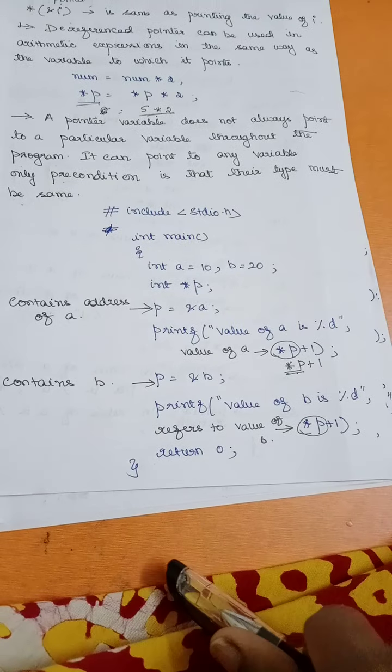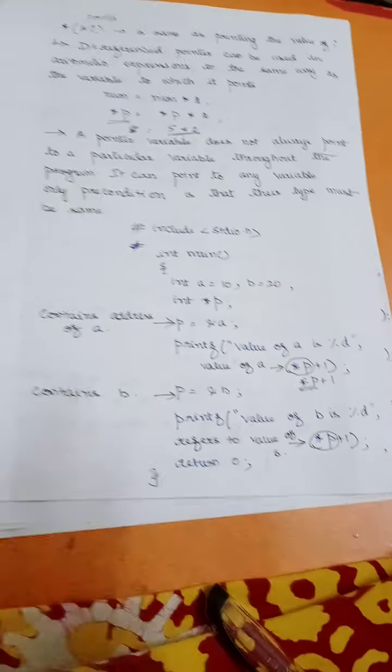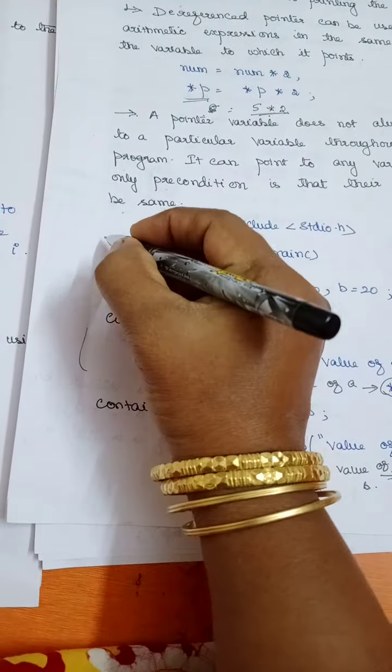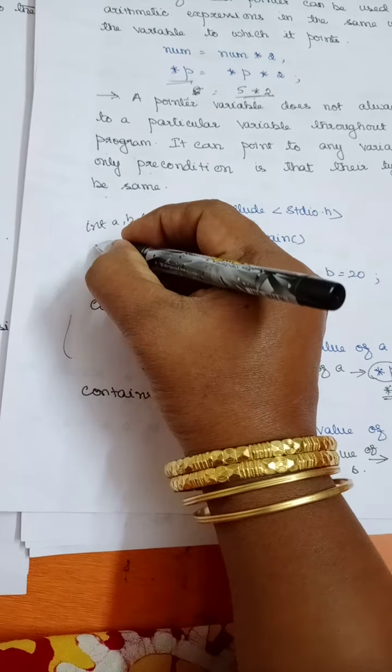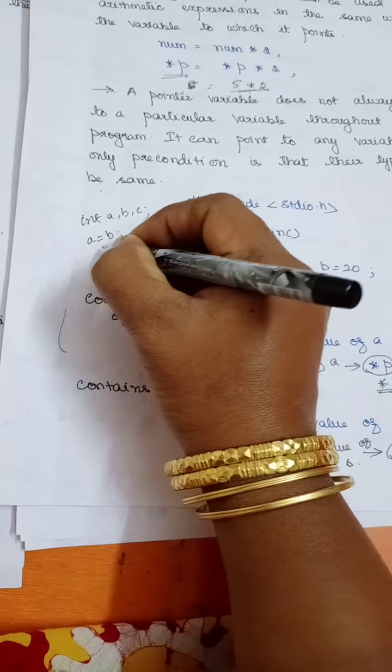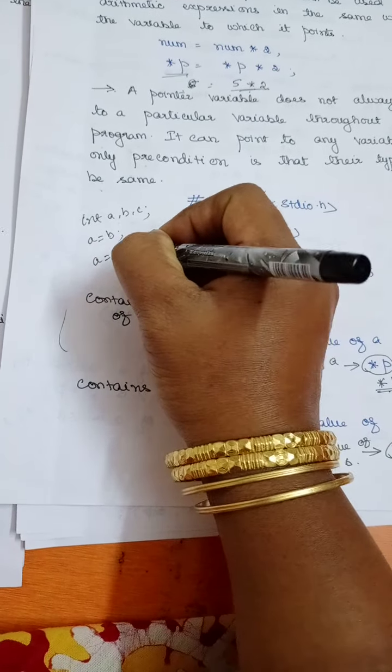At any point of time, I can also write like this. Yes or no? Generally you will write int a comma b comma c. Then you will write a equal to b. Later on you can also write a equal to c.